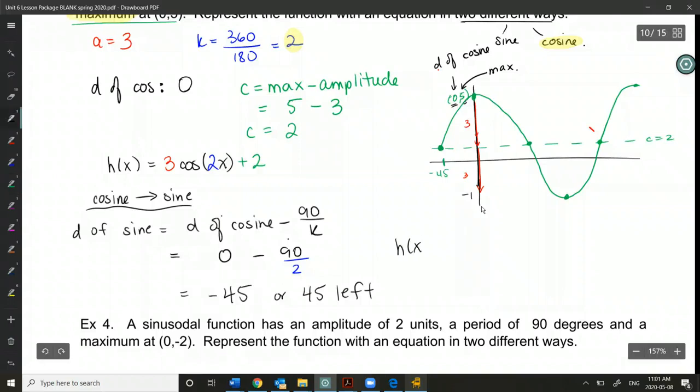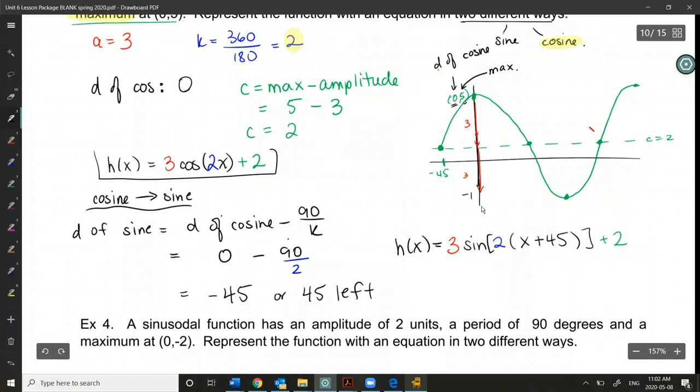So when we create our sine function, everything will remain the same, except of course I'll change cosine to sine, and then I want to have my new d value in there. So we're going to do 2, and it will be x plus 45. So remember to change that sign in there.